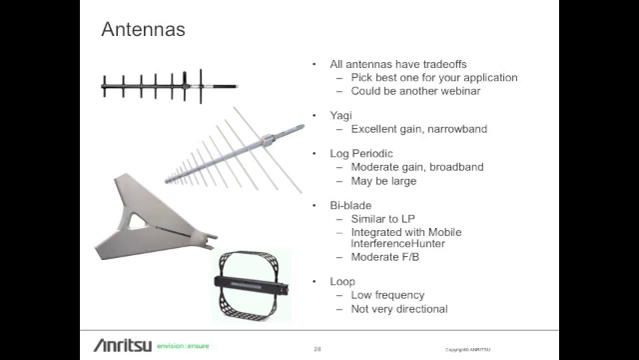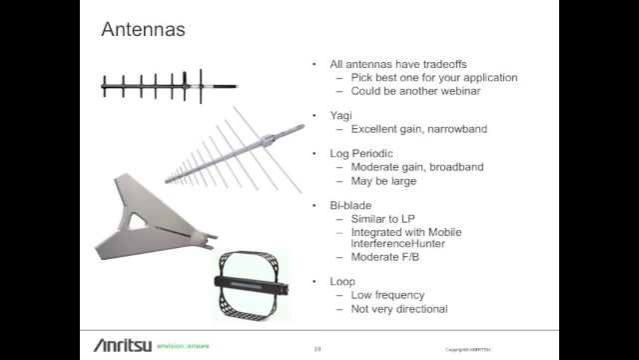The Yagi antenna, the top one there in the pictures, has really good gain, 10 dB or more oftentimes, but they tend to be narrow band. So if you work at multiple frequencies, you need multiple antennas. Log periodics are broadband, but they only have moderate gain, maybe 6 or 7 dB, and they may be physically large, especially for lower frequencies.